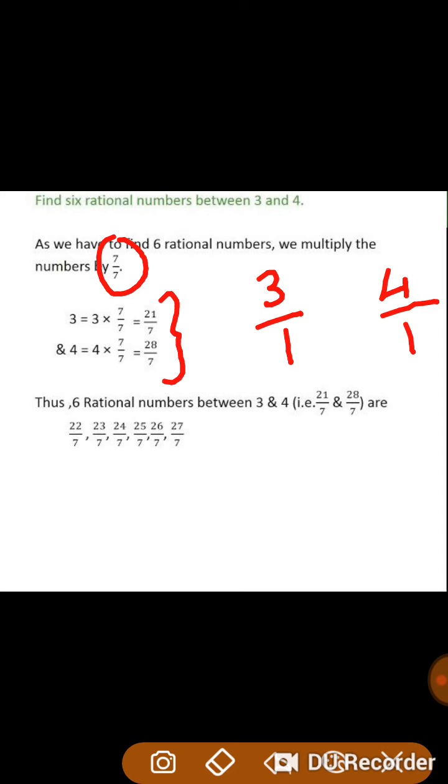Thus the 6 rational numbers which come between 3 and 4, that is actually 21 by 7 and 28 by 7, are 22 by 7, 23 by 7, 24 by 7, 25 by 7, 26 by 7 and 27 by 7.